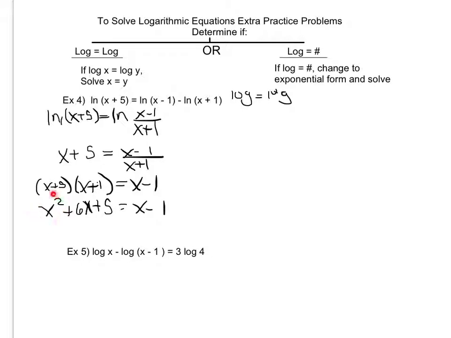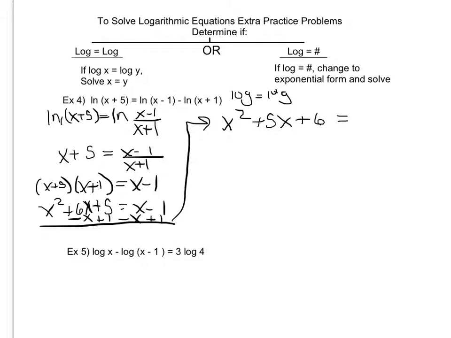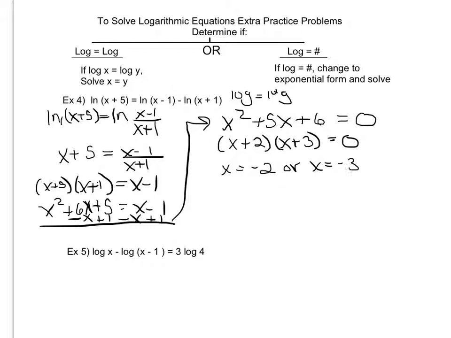I see my equation is quadratic, so I'm going to set it equal to 0 by subtracting x and adding 1. And I'm going to bring it up here, and I'm going to have x squared. 6x minus x is plus 5x. 5 plus 1 is plus 6 equals 0. I see I can factor this to be x plus 2 times x plus 3 equals 0, which means x either has to be negative 2 or x has to be negative 3.